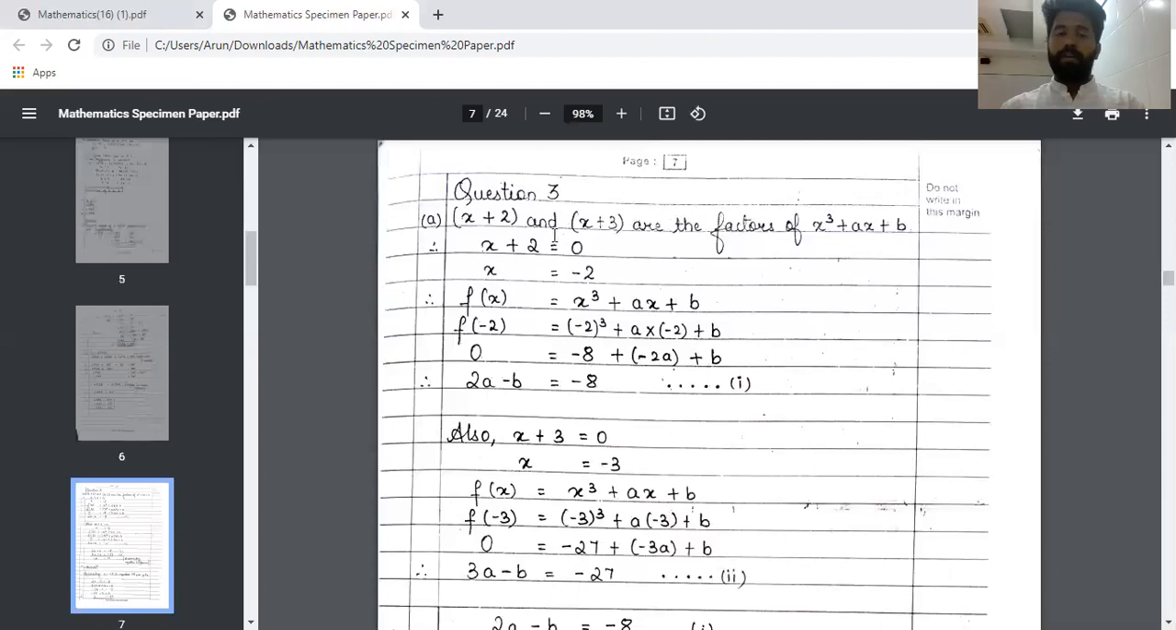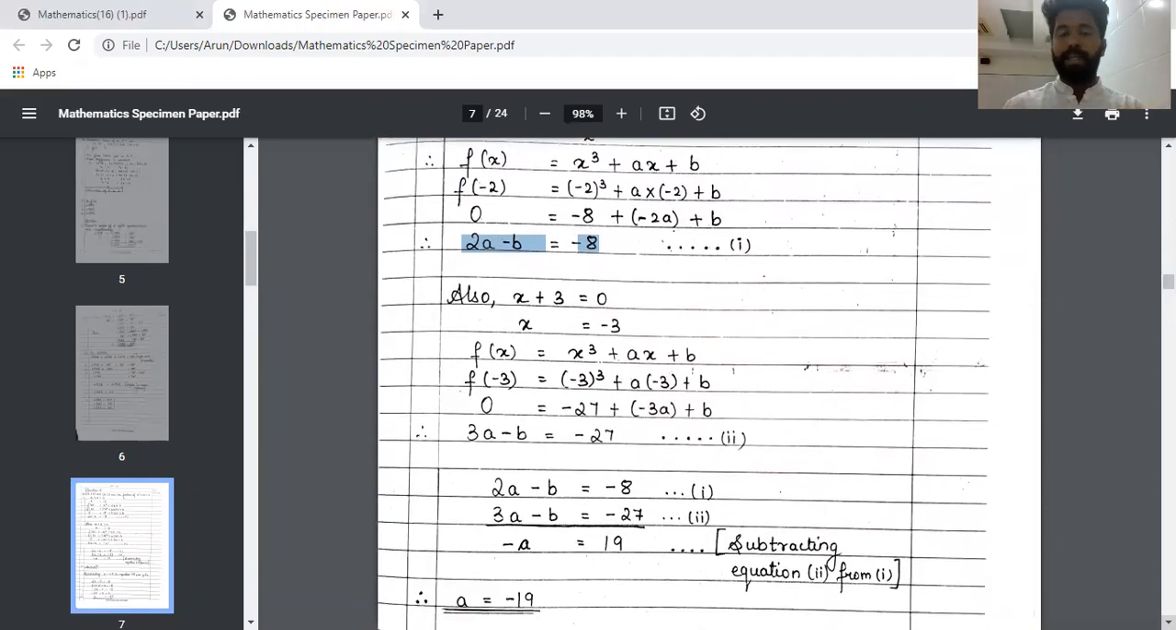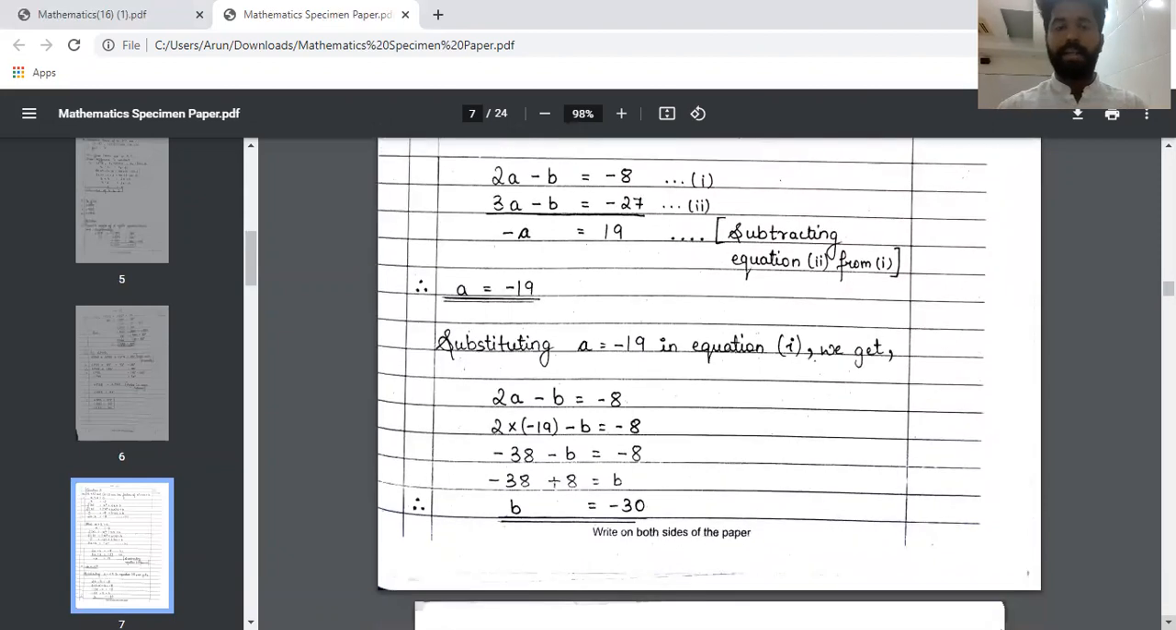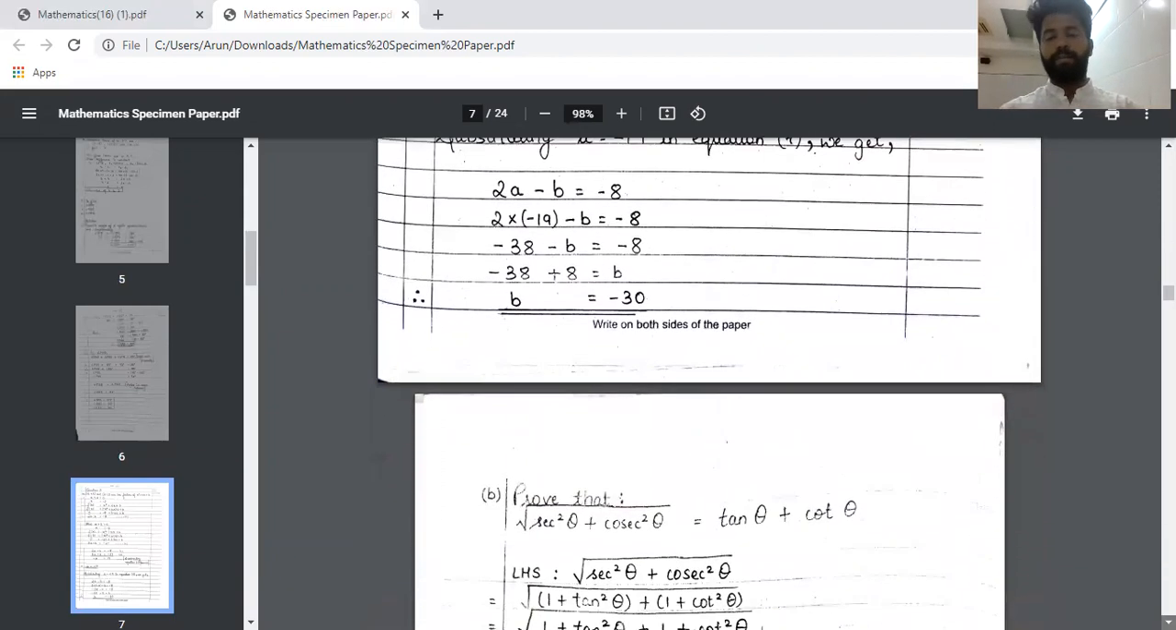Next, remainder factor theorem का question है. Apply किया, take the factor as 0, got the value of x, f of x लिखा, f of -2 calculate किया, got the first equation, then f of -3 calculate किया, got the second equation, a and b दोनों की value पता की, and then wrote that in the final answer format.